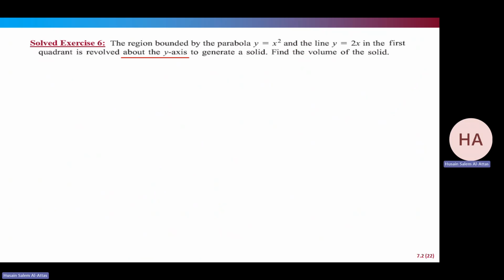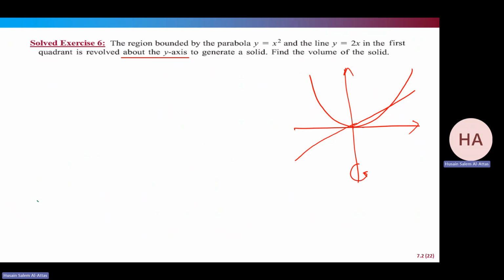The region bounded by the parabola y equal x square, y equal 2x in the first quadrant. To generate a solid, find the volume of that solid. Okay, let me graph the functions. As usual, I have y equal x square and y equal 2x. So we're talking about this region. Okay. But the revolution about what? Y-axis. So this is my axis of revolution.